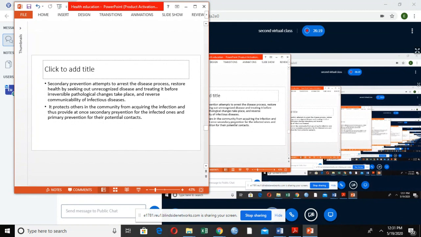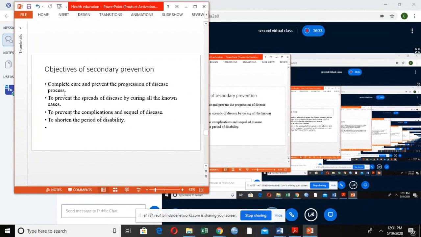And also that person will be cured, so that the disease will be arrested and will not progress to the severe state that is irreversible. So that's the work of secondary prevention. The objectives of secondary prevention include complete cure, prevention of spread, prevention of complications that may develop due to the disease, and shortening the period of disability. Those are the objectives of secondary prevention.